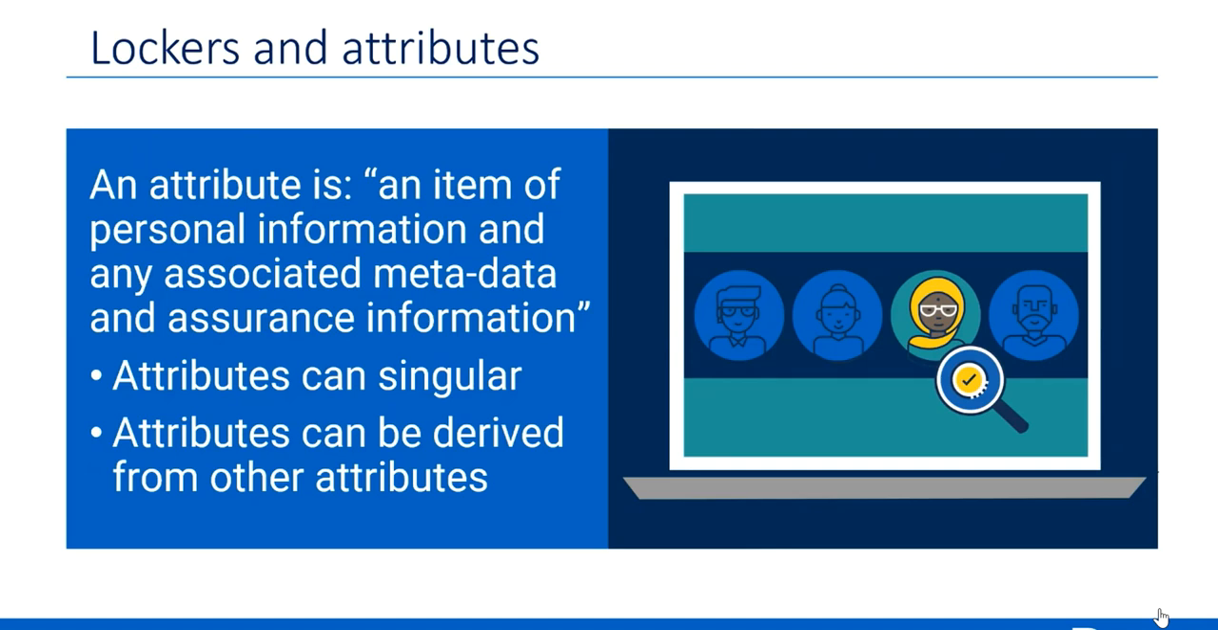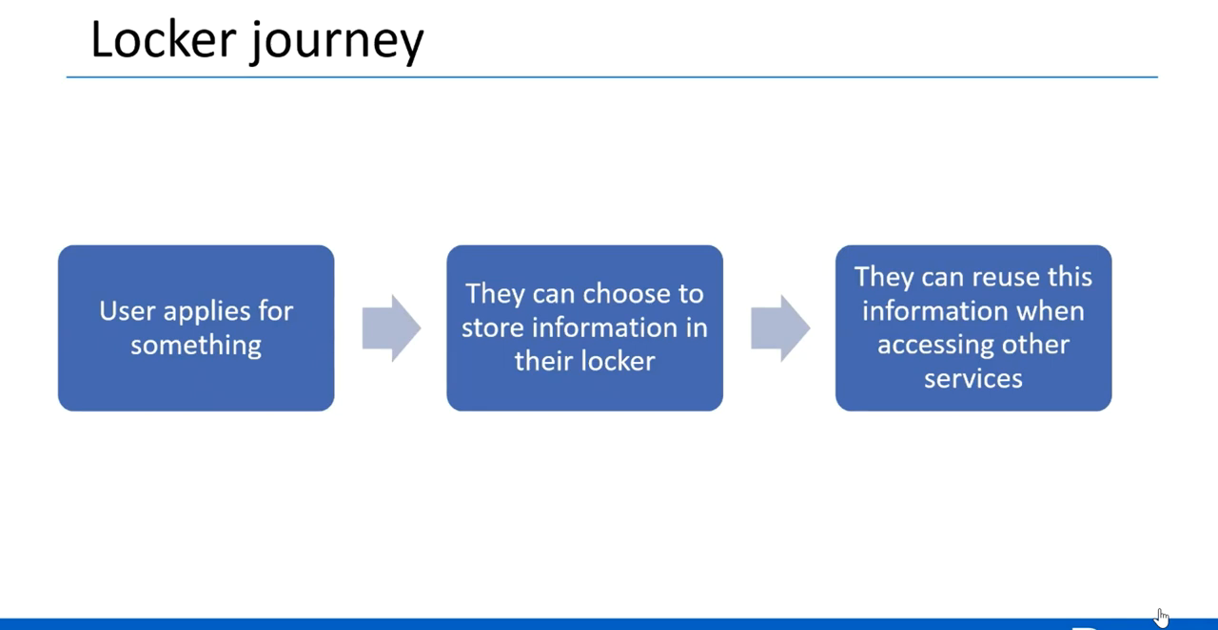And attributes can also be derived from other attributes. So in the data minimization, again, rather than sharing your date of birth, a service might just need to know if you're over 18. So they could just ask us, are we over 18? And then we would be able to return a computed answer that says yes or no. And again, that's about meaning that people don't need to be accessing or storing any more information about you than they have to. So the locker journey here is very straightforward.